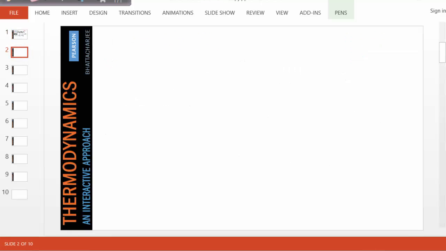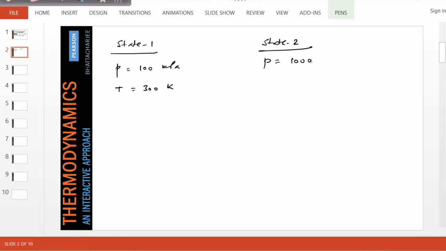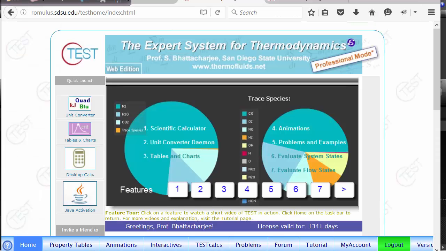And before that, let's list what is known about the states. State 1, pressure is known, and temperature is known. And for state 2, the pressure is increased by tenfold, and temperature also has increased quite a bit.